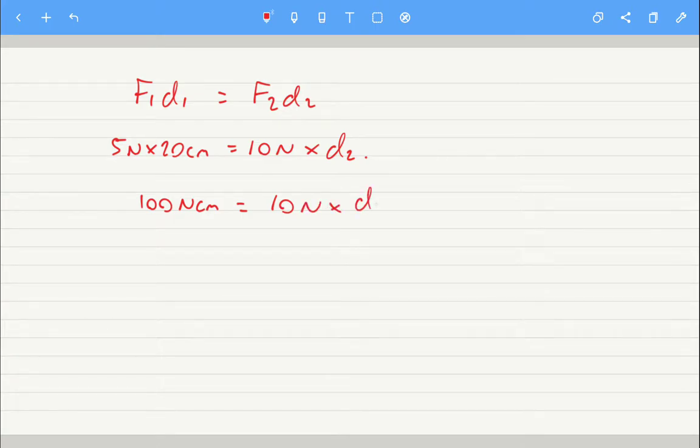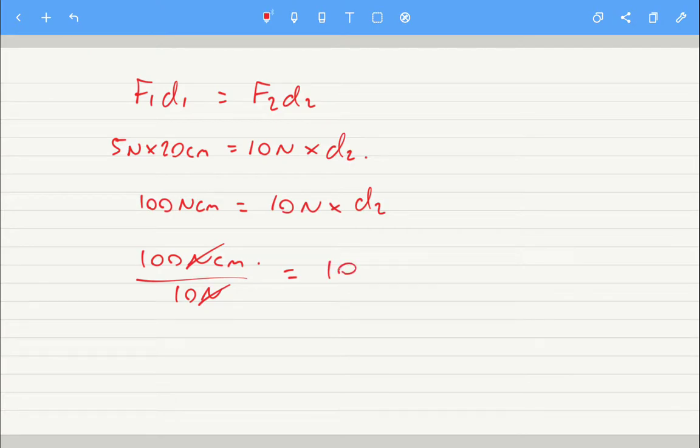You don't have to put the units in. I'm just doing it for this example. So as you can see, we have 100 newton centimetres. This might be interesting just to see what the units do. We need to get D2 on its own, so we need to get rid of the times 10 newtons. The opposite of times by 10 newtons is divided by 10 newtons. Newtons cancel. We've got 100 divided by 10.